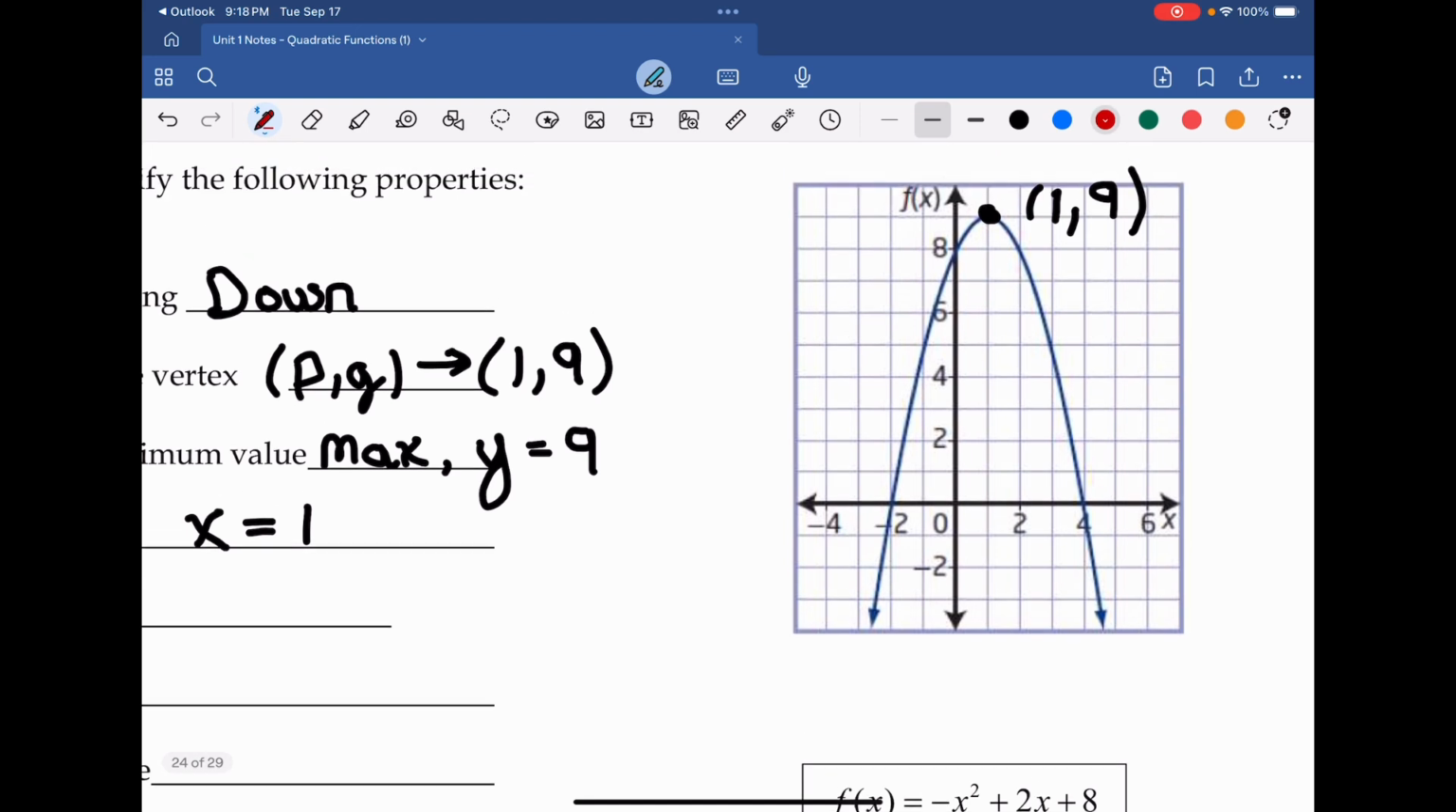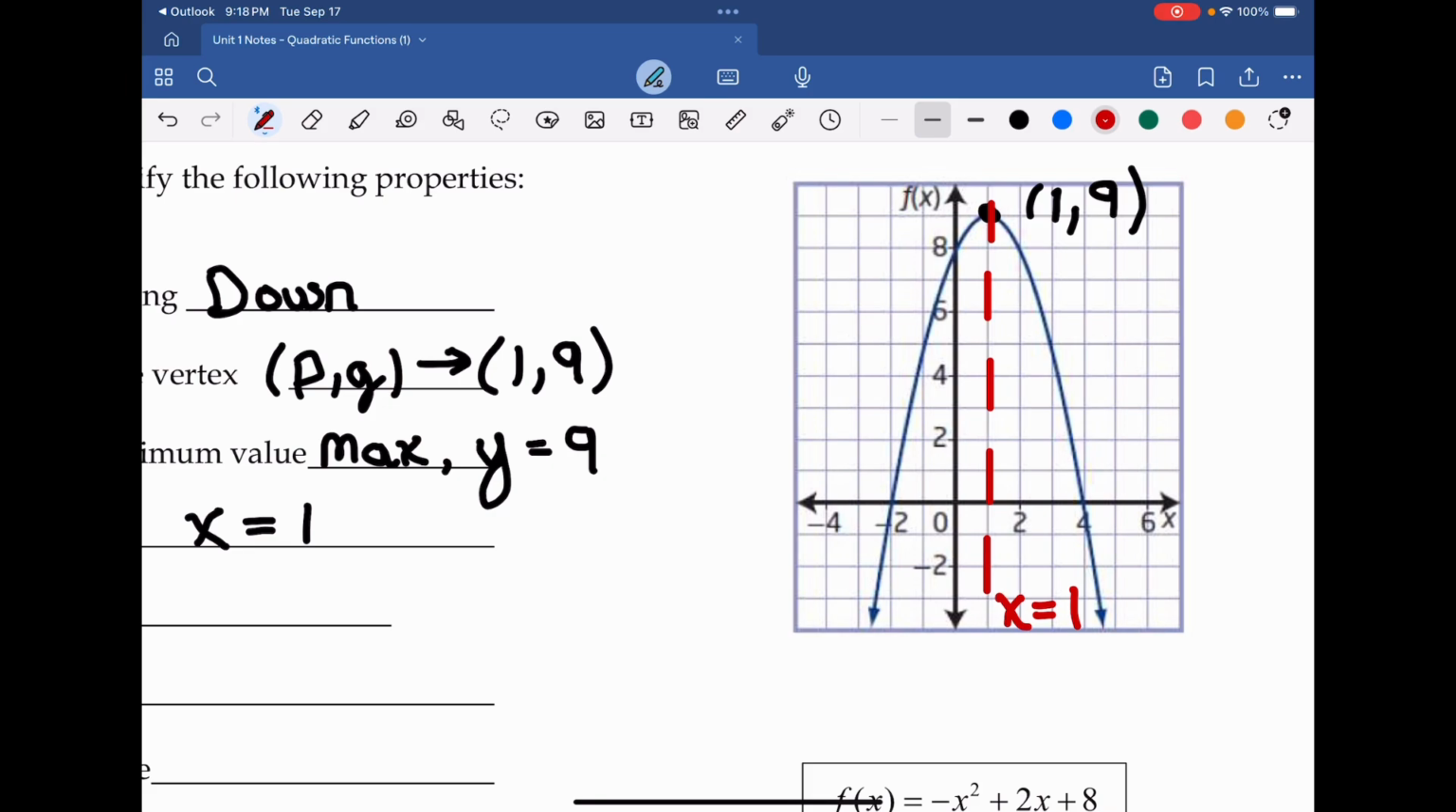And what we could do is, on our graph, if we wanted to, we could draw a dotted line right down the middle here, and we could indicate that where x is equal to 1, this is actually that line that creates the symmetry from left to right.